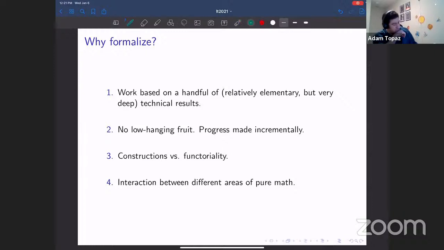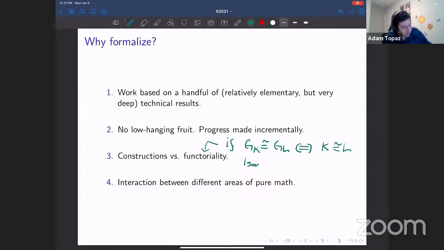I did want to mention number 3 here because there's some recent work on this. There are really 2 kinds of results that people usually prove in this subject. One result says something along the lines of: if the Galois group of K is isomorphic to the Galois group of L, then K is isomorphic to L. So these are existence of isomorphism type theorems, or even better, you can say that the isomorphisms between K and L are in some canonical functorial bijection with isomorphisms between the Galois groups. So this is what I mean by the functorial version.